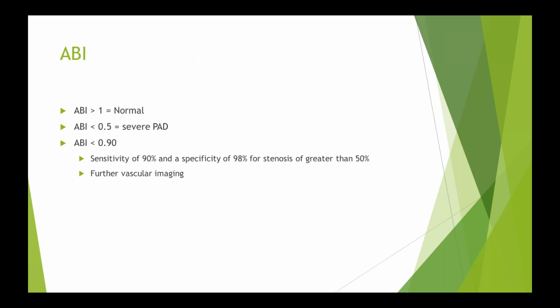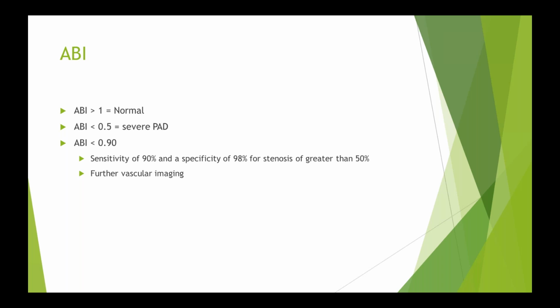An ABI of less than 0.9 has a sensitivity of 90% and a specificity of 98% for detecting lower extremity stenosis of greater than 50% in patients. An ABI less than 0.9 suggests a need for further vascular imaging. Angiography in a stable patient would be great, and operative exploration in an unstable patient is a must.